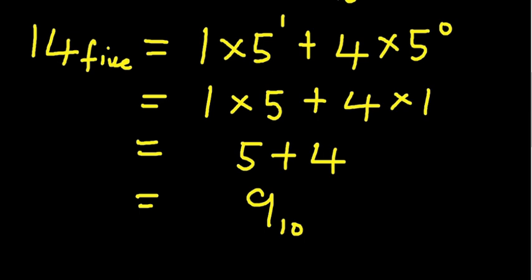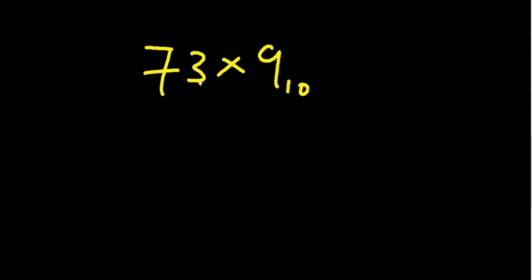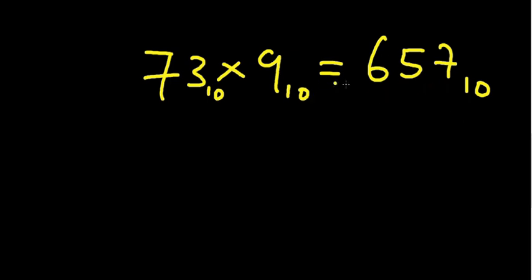So now that we have the answers in base 10, we can now multiply to get a product. 73 times 9 in base 10 equals 657 in base 10. So now that we have our answer in base 10, we can now reconvert 657 back to base 5 to get the final answer.